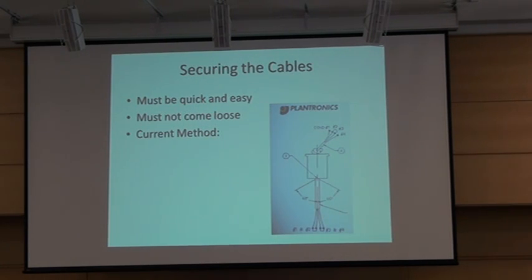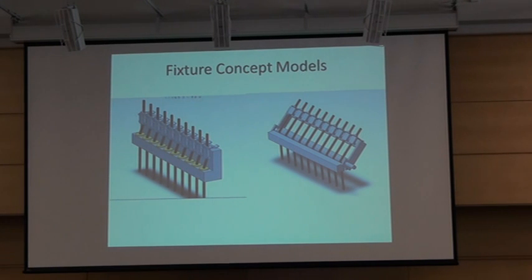Whitney Blake Company asked us also to improve on the way that the cables are secured to the fixtures. The current method is to just tie a knot and they hang right through the nylon inserts. So here are some concept models. They use draw latch clamps to secure the cables. I'll explain those in a minute.